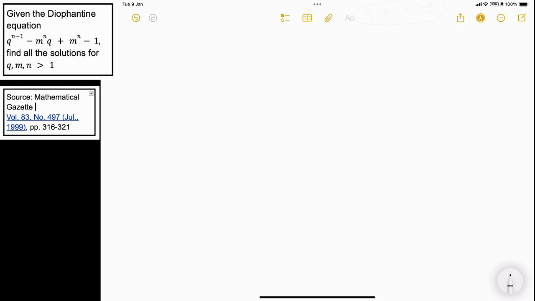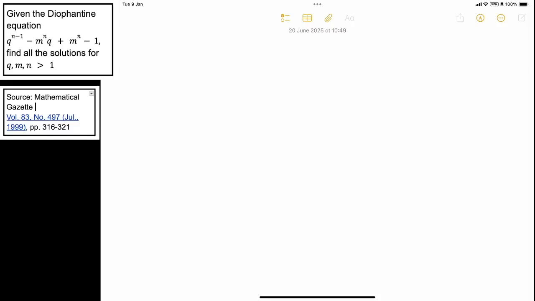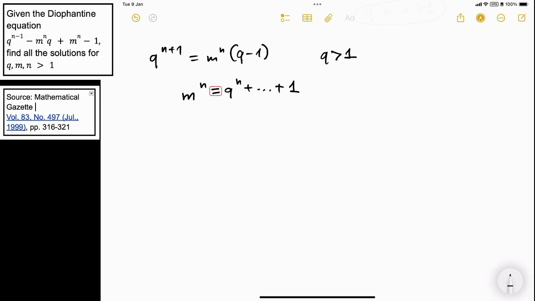So, from the given equation, they say that q^n plus 1 equals m^n, q minus 1, same as me. So, because q is more than 1, we derive that m^n equals q^n plus etc. plus 1. But here, in a much nicer and neater solution, they say that q^n, of course, is less than q^n plus q^(n-1) plus etc. plus q plus 1. And this is also less than (q plus 1) to the power of n.